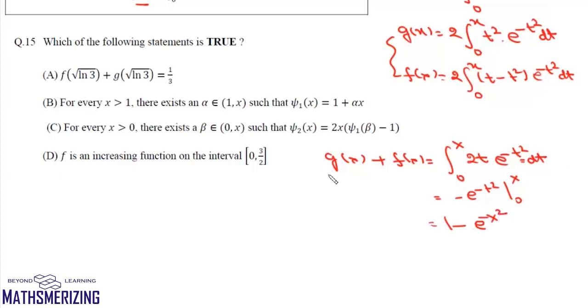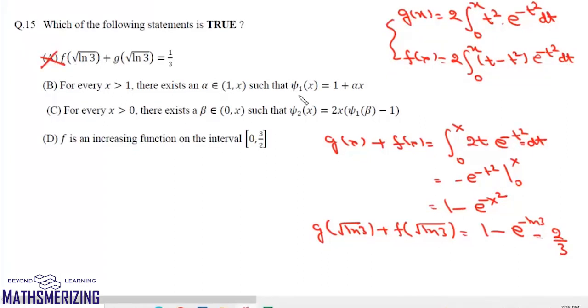Now we need to find the value of f(√log 3) plus g(√log 3). So this g(√log 3) plus f(√log 3) will be 1 minus e to the power minus log 3, and e to the power minus log 3 is 1 by 3, so it is 1 minus 1 by 3, and 1 minus 1 by 3 will be 2 by 3. So this option A is incorrect.